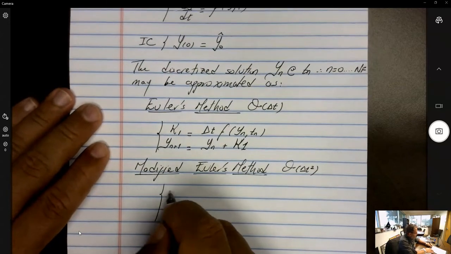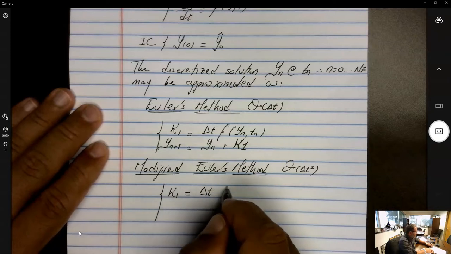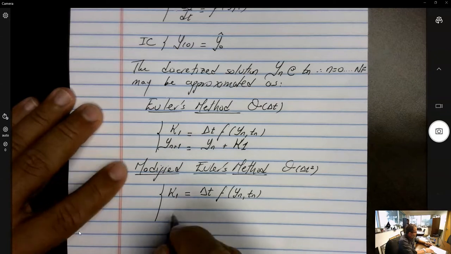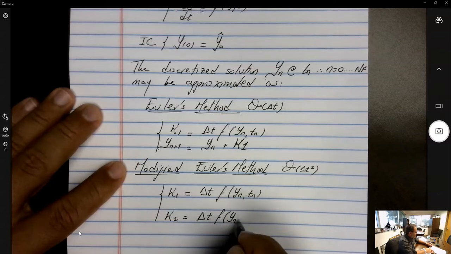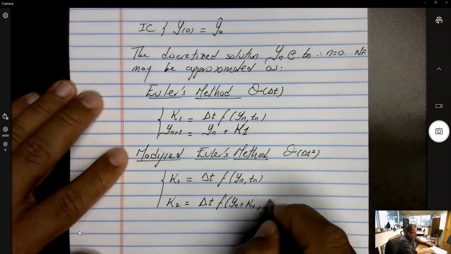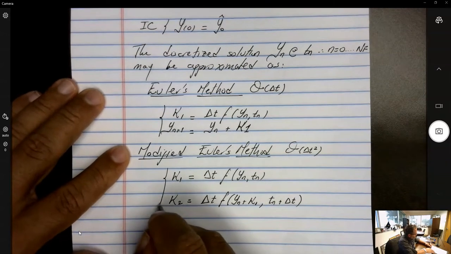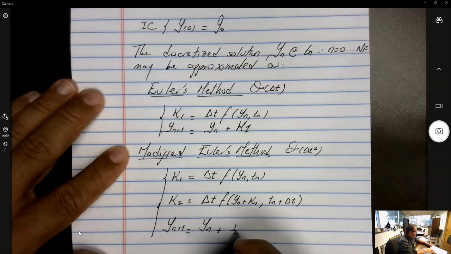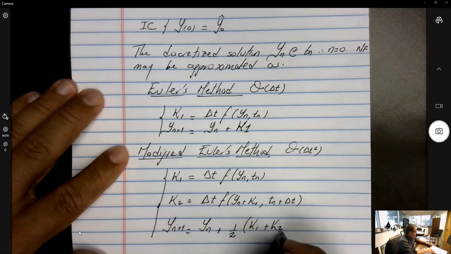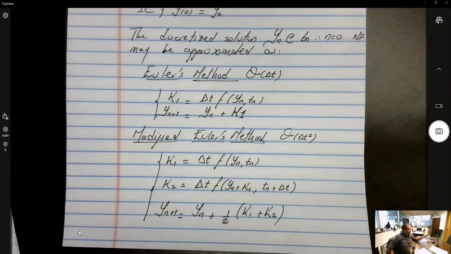This method: calculate k1, which is delta t times f evaluated at yn comma tn. Then k2, which is delta t times f evaluated at yn plus k1, comma tn plus delta t. And then y at n plus 1 is y at n plus 1/2 of k1 plus k2. This is not the same as the second order Euler's method that we just derived, but it's very, very similar. It's order delta t squared. So essentially the error decreases quadratically with a decreased value of delta t.